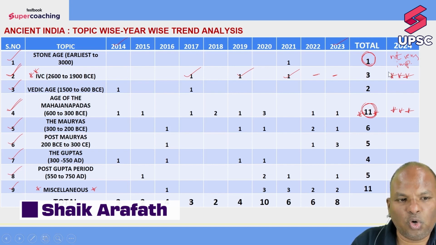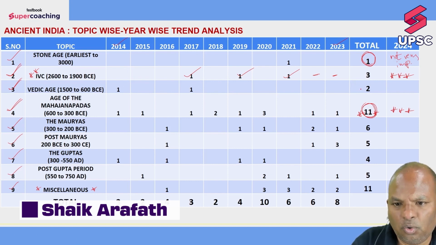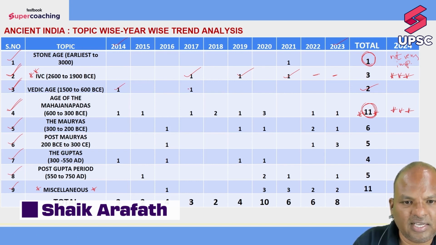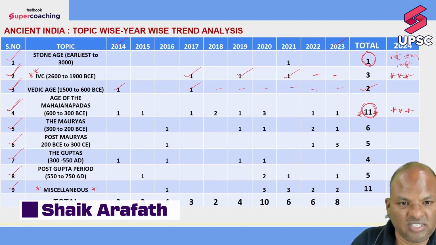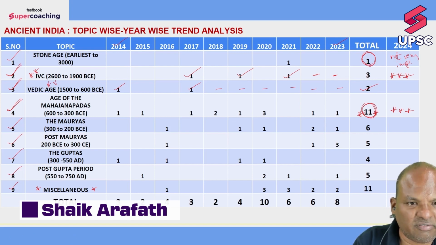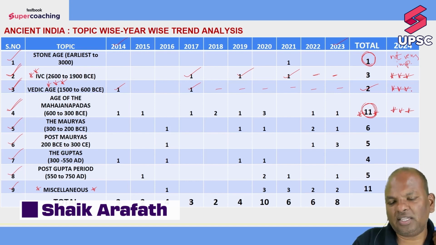So is the case with the third chapter, that is Vedic Age. This has also been a very favorite area of UPSC, but in the last 10 years, only 2 questions came from this particular topic. One in 2014, the other in 2017. From 2018 onwards, not a single question came from this topic. Since Vedic civilization is a very, very important area, but there were not many questions from it in the last many years, this topic also becomes a very, very important topic for this year's prelims.